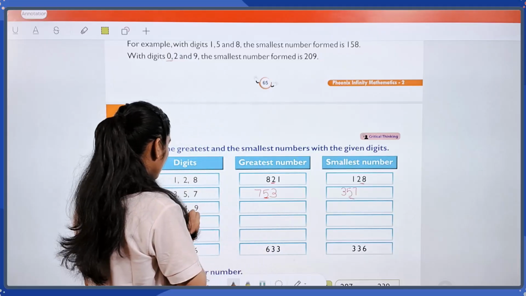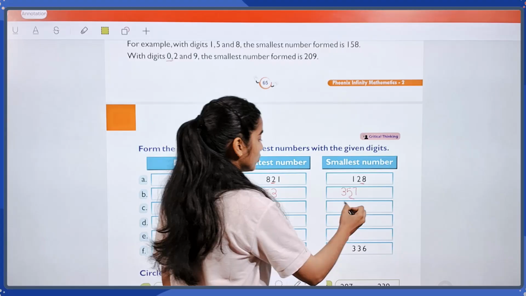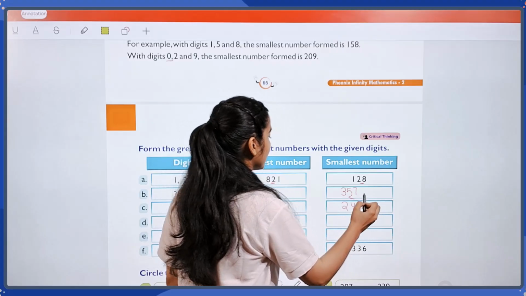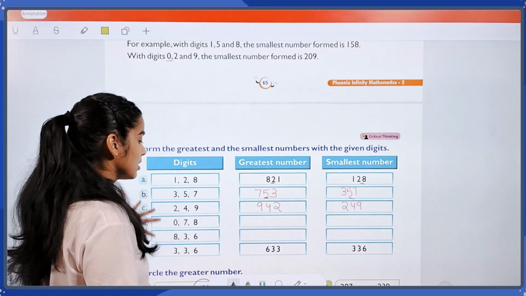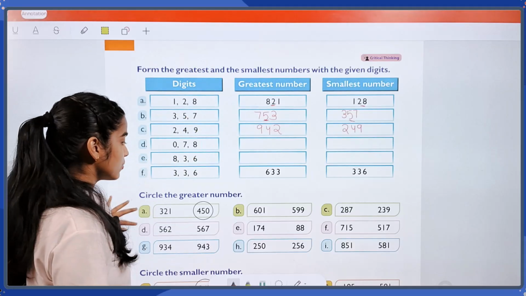Now you have 2, 4, 9. So 9, 4, 2. 2, 4, 9. In the same way you can write your greatest and smallest number for the rest of the questions you have.